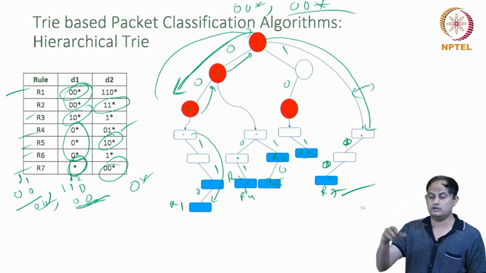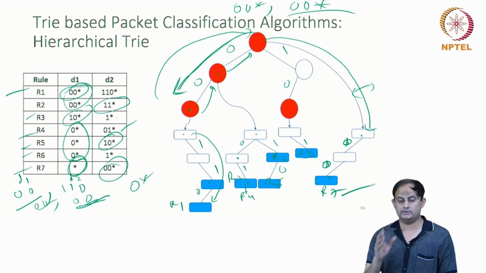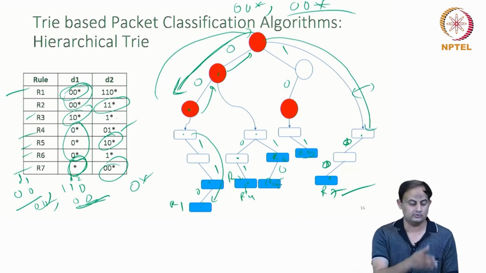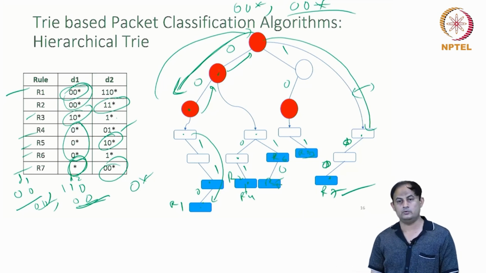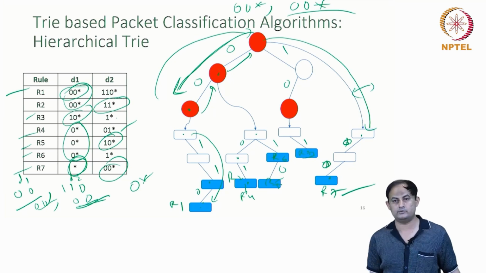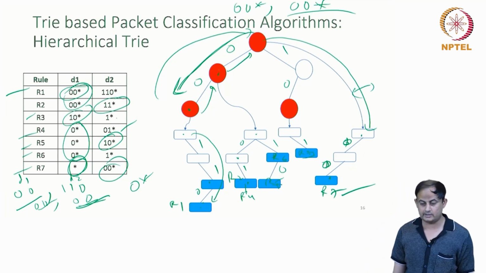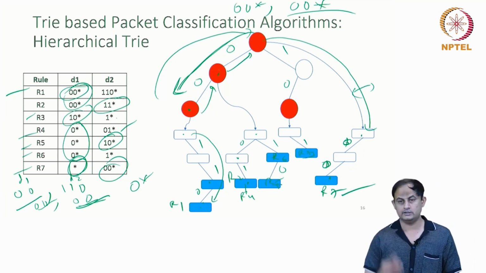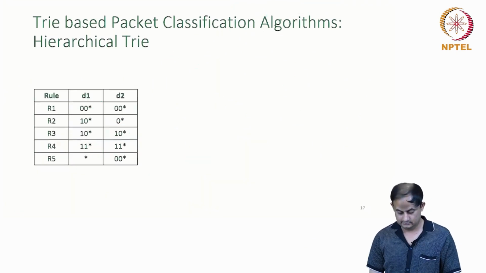So 0 0 star and again 0 0 star for D1 and D2 will take you to the applicable rule, which is R7. That's how you find out the applicable rule for a given set of rules and the input, or a given classifier and the input packet.